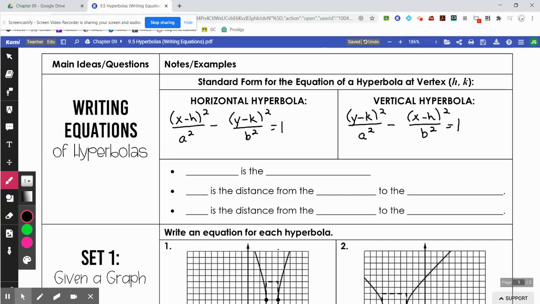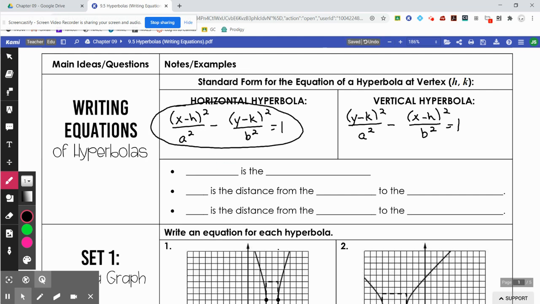Okay, again, in this lesson, we're going to work the previous lesson backwards. We're going to write the equation given different information. Reminder that the standard forms of the equation of the hyperbola at vertex h, k is given in the following two forms: the horizontal hyperbola, and then you have your vertical hyperbola.